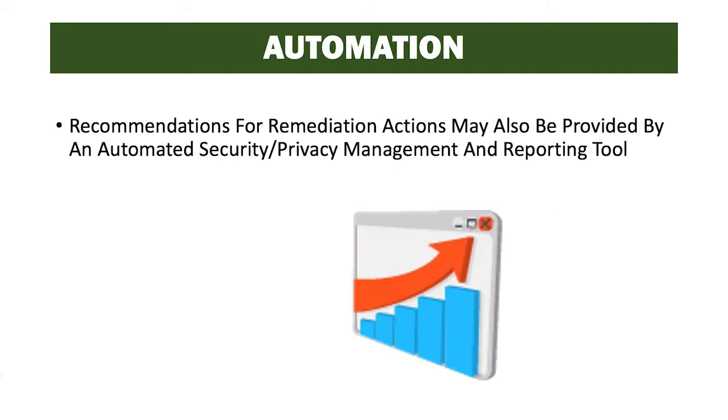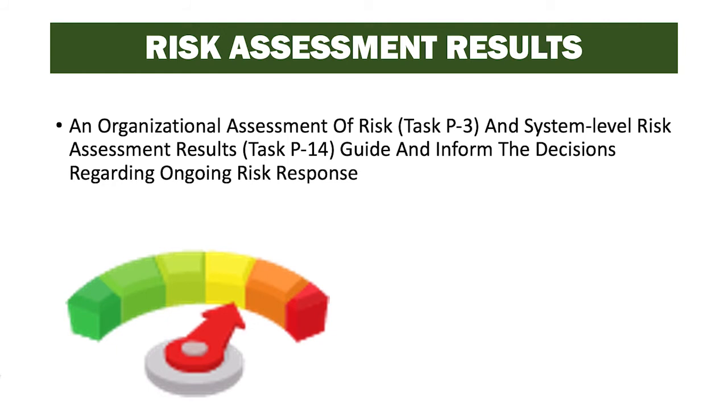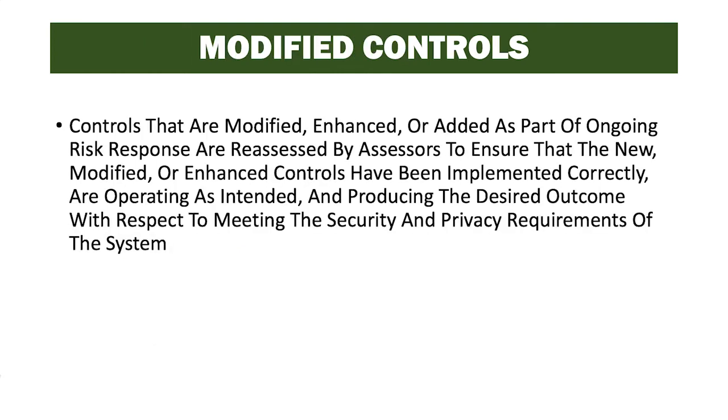Recommendations for remediation actions may also be provided by an automated security and privacy management reporting tool. And that's what we're going to talk about over and over again with NIST: we want to use automation every time we can. So our remediation actions can be included in the tool that's going to facilitate more effective and efficient management of the risk management process. An organizational assessment of risk, as back in task P3, and system-level risk assessment results, back in task P14, guide and inform decisions regarding ongoing risk responses.